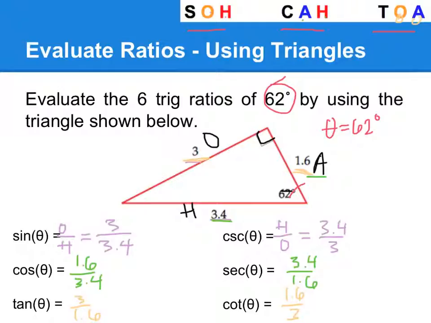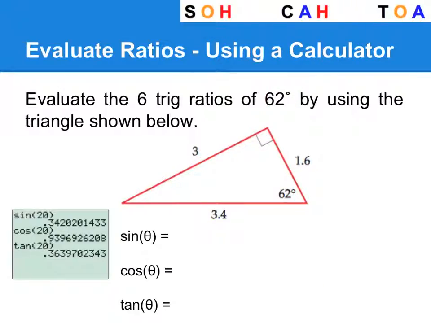Now, like I said in the beginning of the video, this is the way that you would do it, assuming you don't have a calculator. Now, this way is a little easier. This is probably how most of you are going to do it, and this is going to be using a calculator. We have the exact same question, 62 degrees. This is theta, opposite, adjacent, hypotenuse.